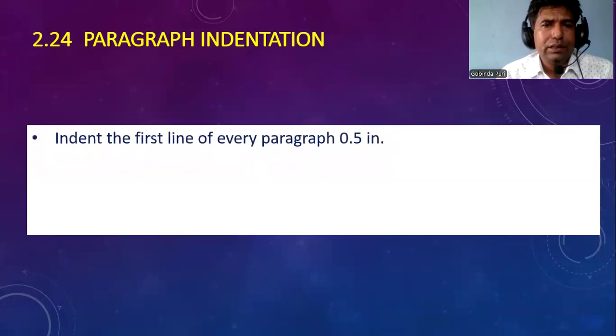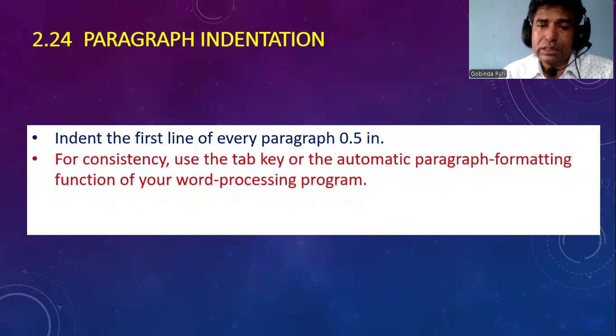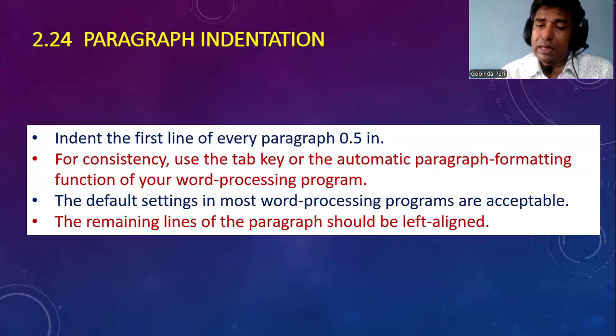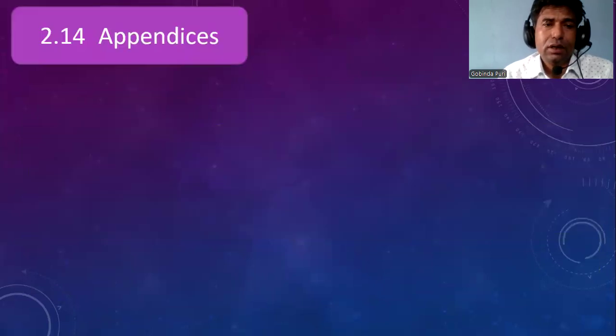For paragraph indentations, indent the first line of every paragraph 0.5 inch. For consistency, use the tab key or the automatic paragraph formatting function of your word processing program. The default settings in most word processing programs are acceptable as well. The remaining lines of the paragraph should be left aligned.